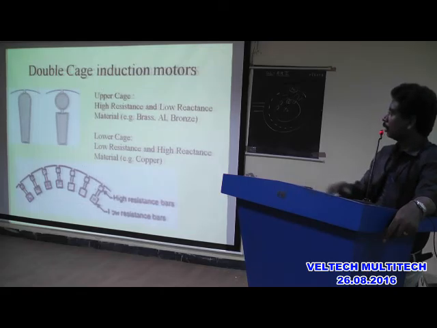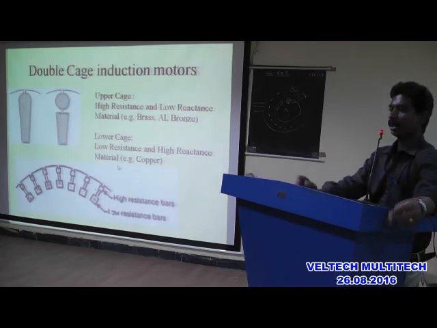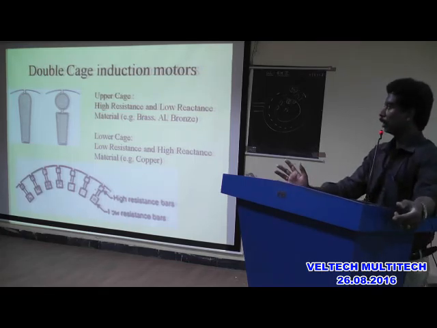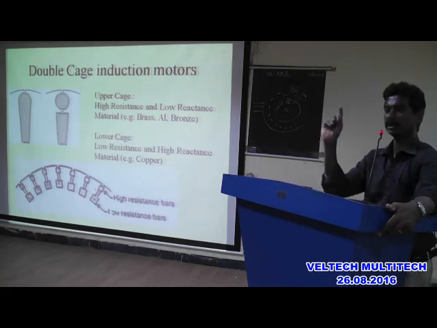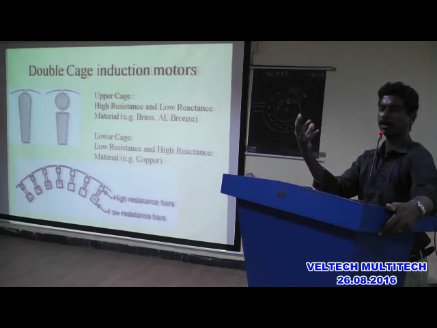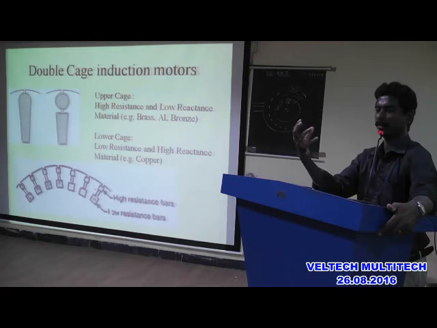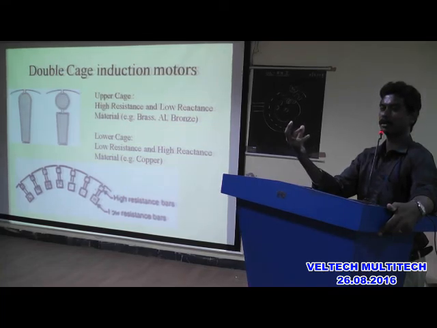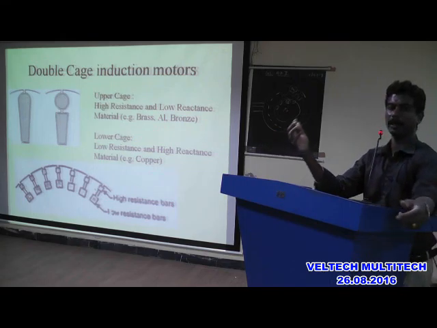Then double cage rotor, so we have two cages. Normally the upper cage is constructed with high resistance material, and the lower cage is constructed with low resistance and high reactance material. Here, I already mentioned the slip ring induction motor has good starting performance. Squirrel cage induction motor has good running performance. Okay, in double cage induction motor, we are combining these two.